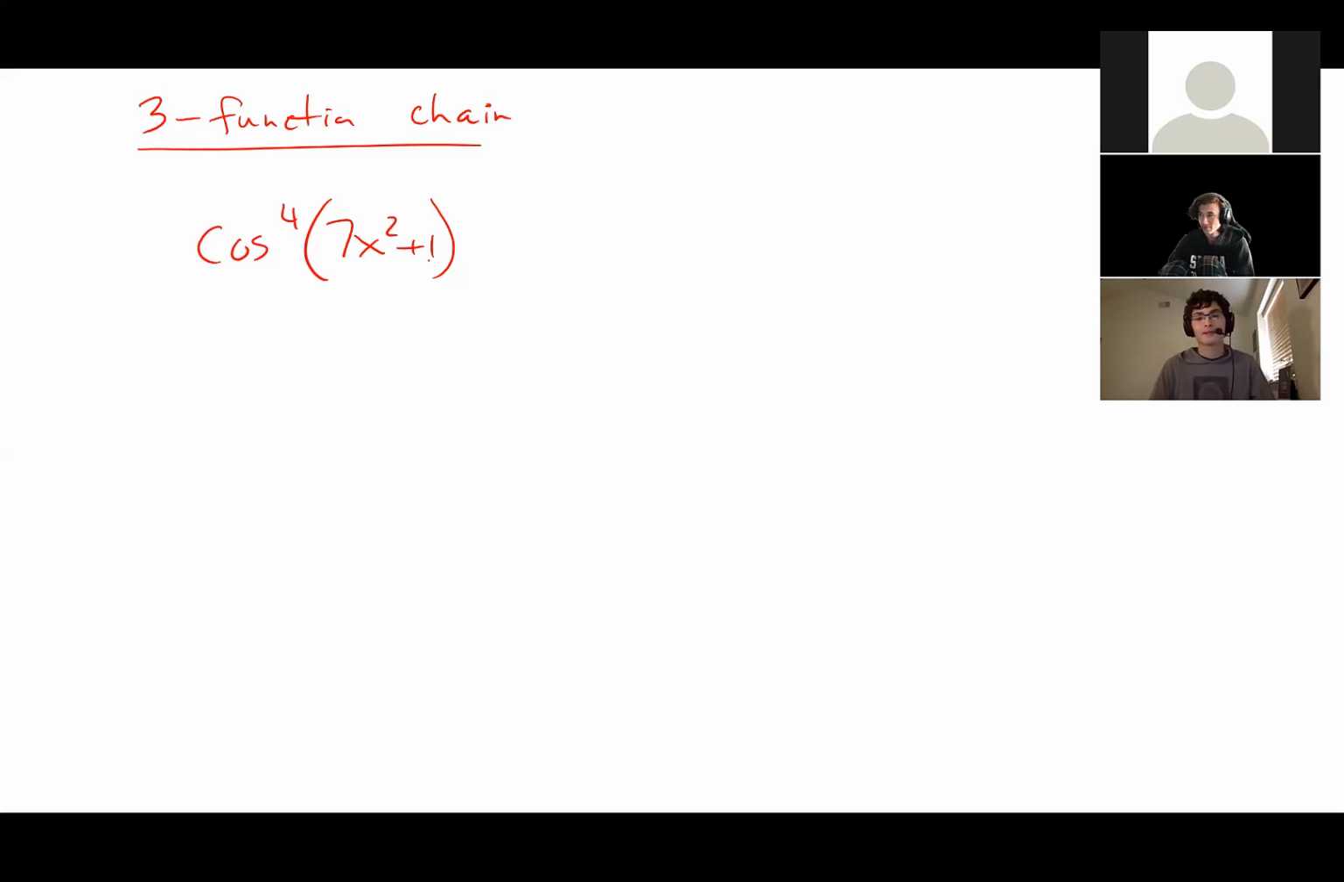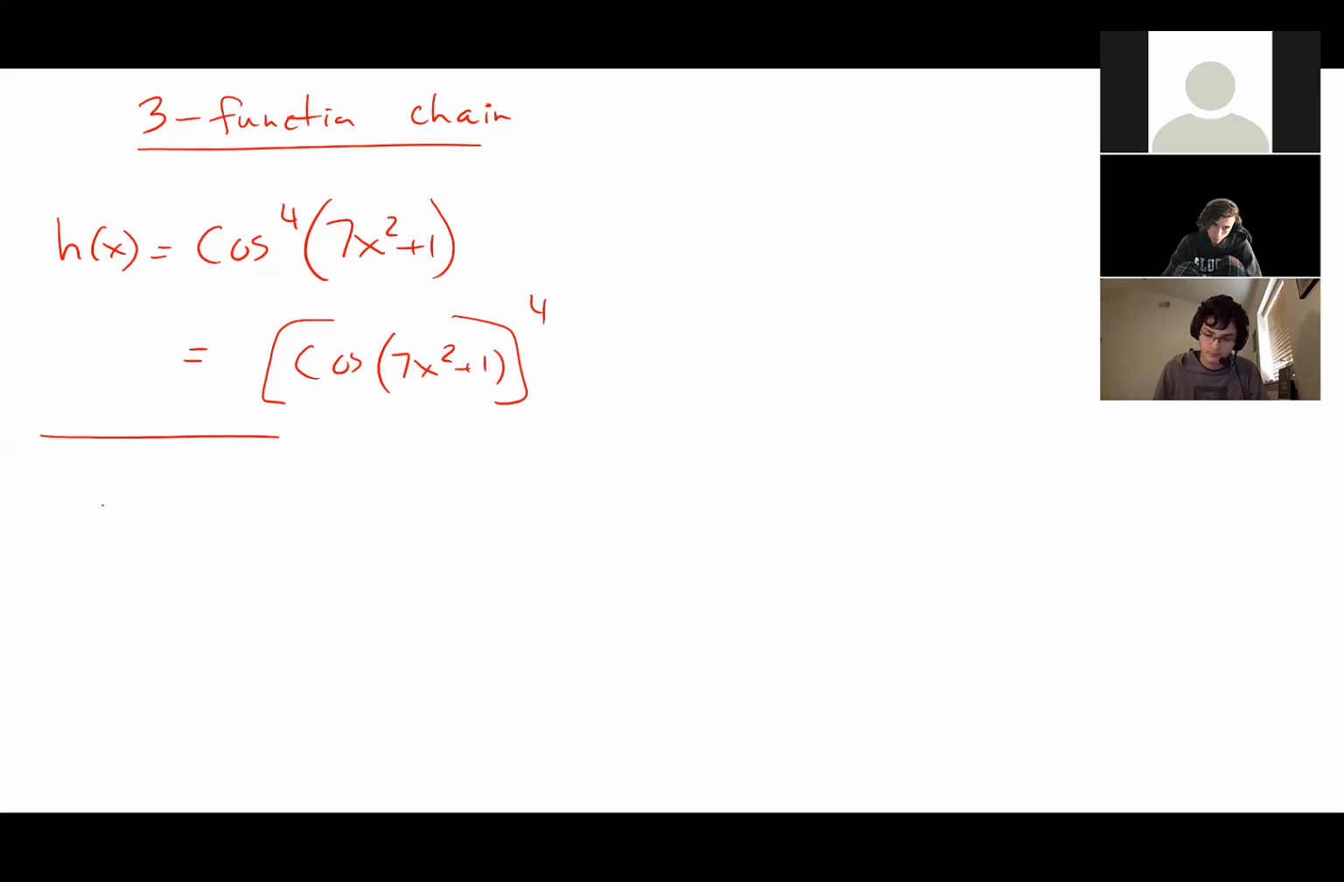Okay, guys, real quick here. Let's go for it. This is a 3-function chain rule. So you should see 3 functions inside here, and it's almost easier to see it this way. Cosine is here, 7x squared plus 1, and this whole thing is taken to the 4th power. So there's the original function. I'm going to call it h of x just to give it another name. So what we want is the derivative of h of x.